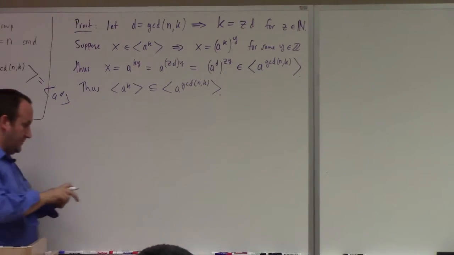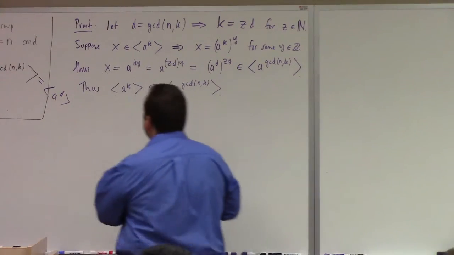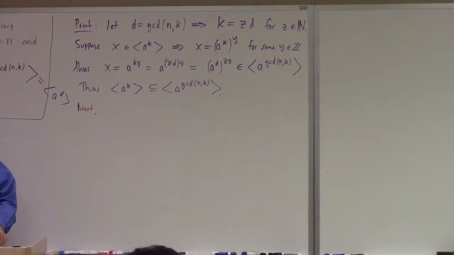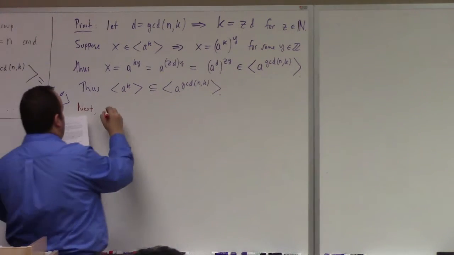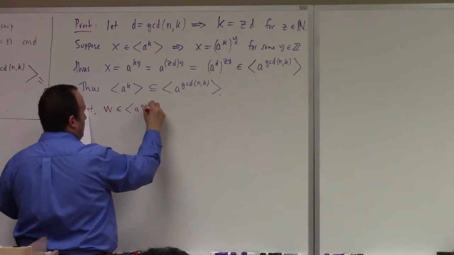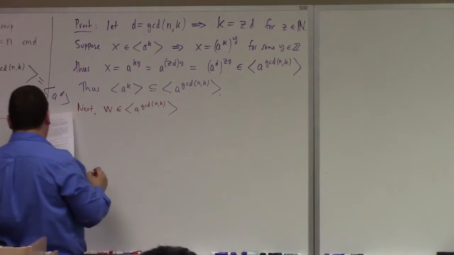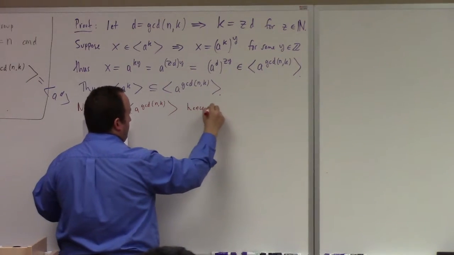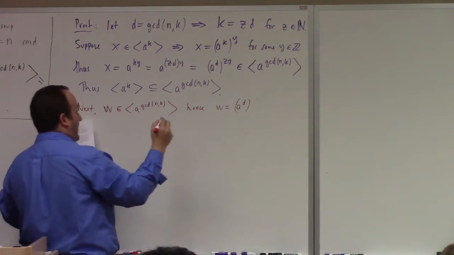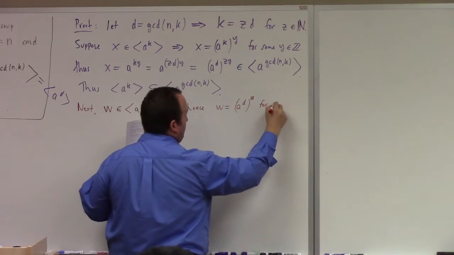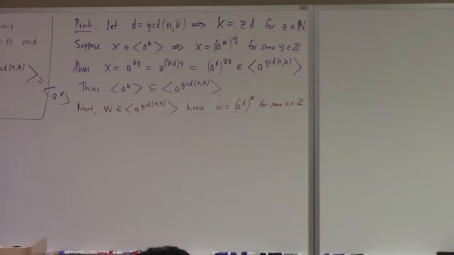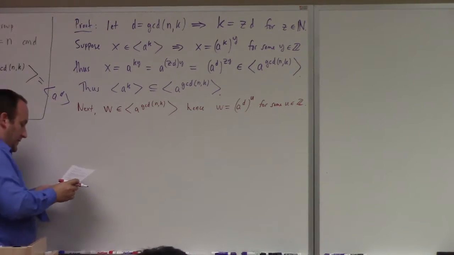So, next step, we will pick a point on the other side. I'll do it in red. Suppose we have, sticking with the notation of my notes, w, an element of a to the GCD of n comma k. I use different letters to make sure there's no confusion here. Hence, w is equal to a to the d to the u power for some u in the integers. That's what it means for w to be in this cyclic subgroup.